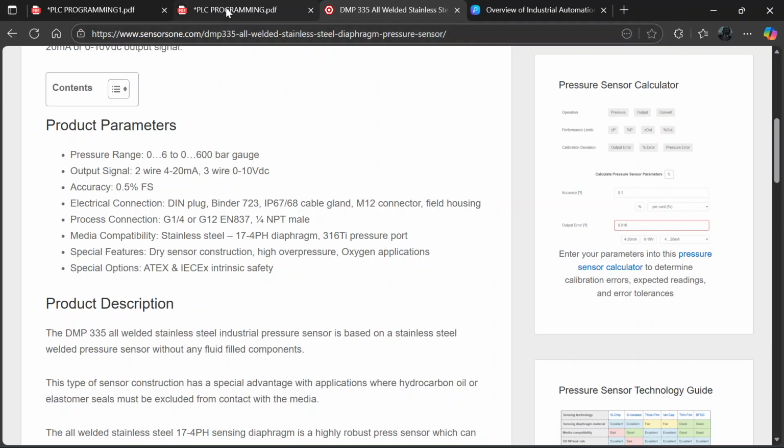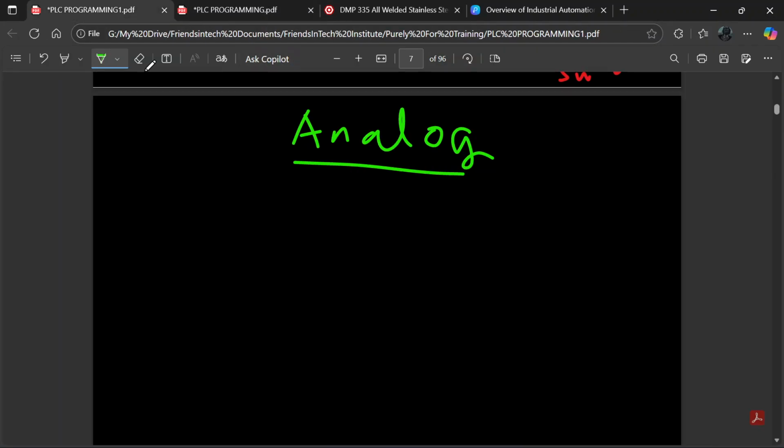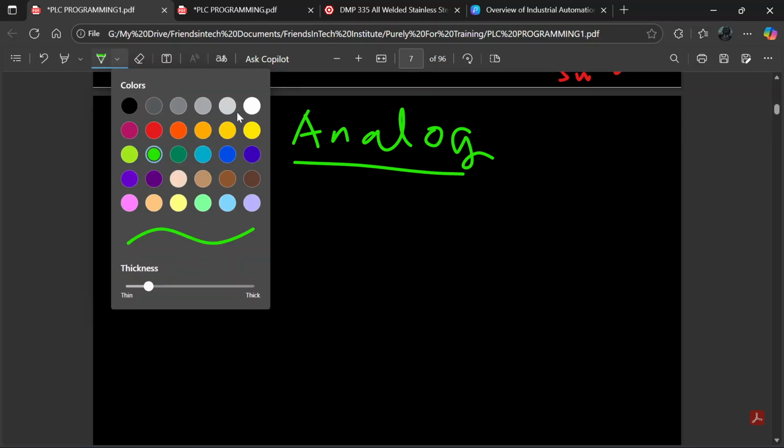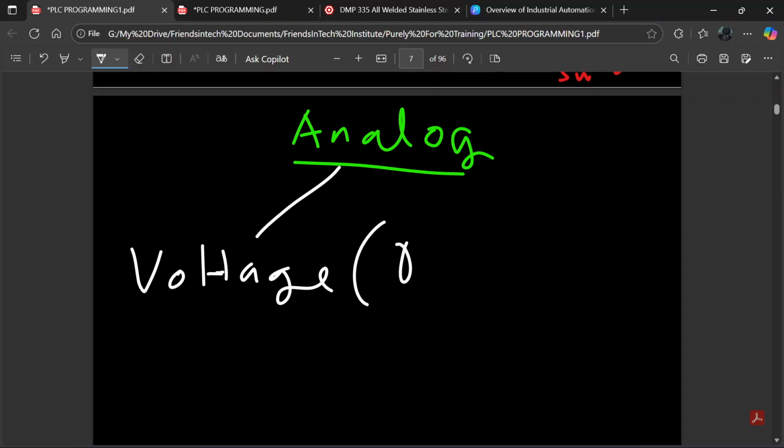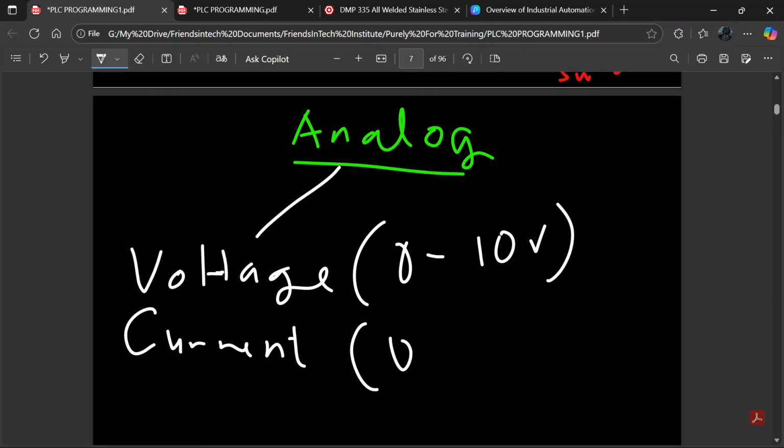Now, we are saying that you can get analog signals in terms of voltage, current, or resistance. So here you can have an analog signal in terms of voltage. An example is 0 to 10 volts. Then you can have an analog signal in terms of current. An example is 4 to 20 milliamps, all right?